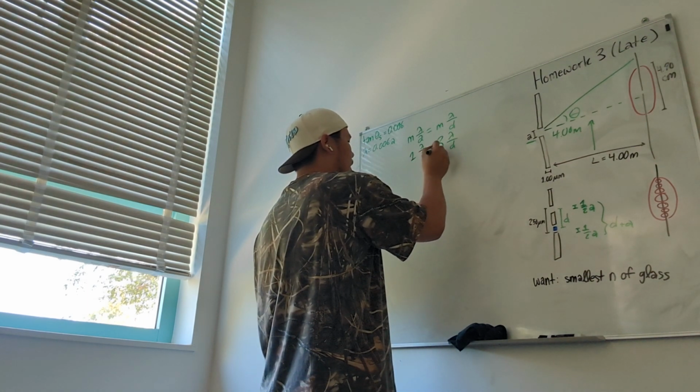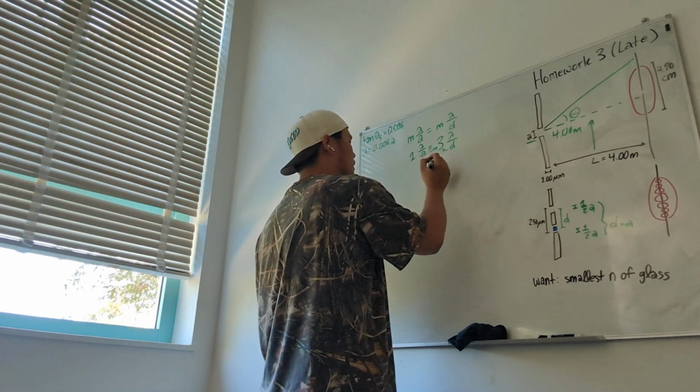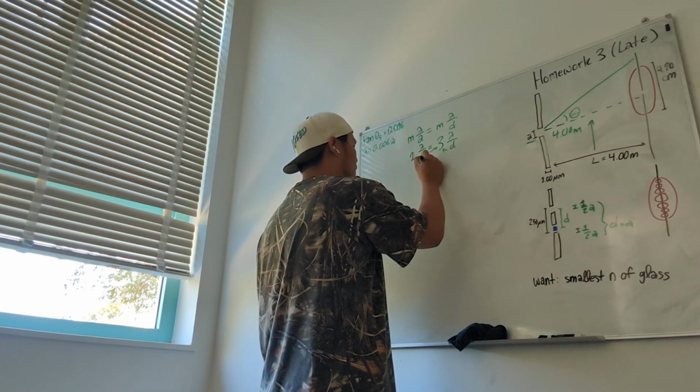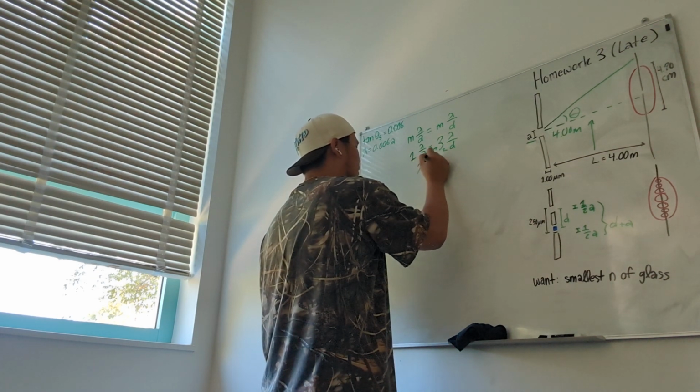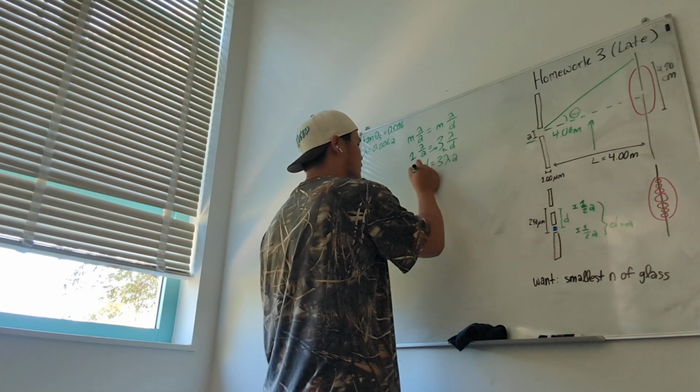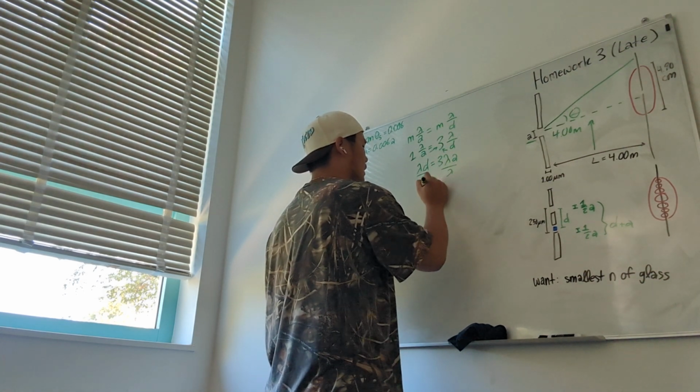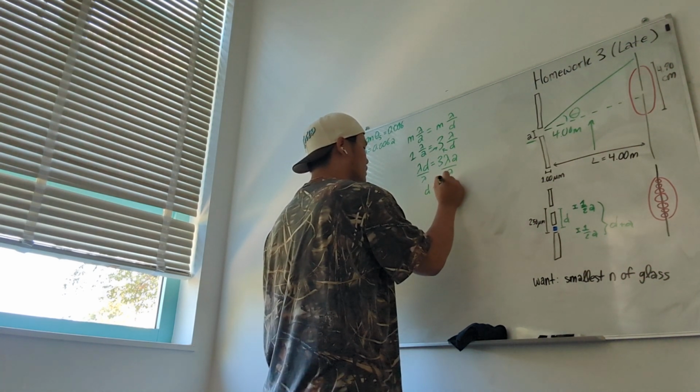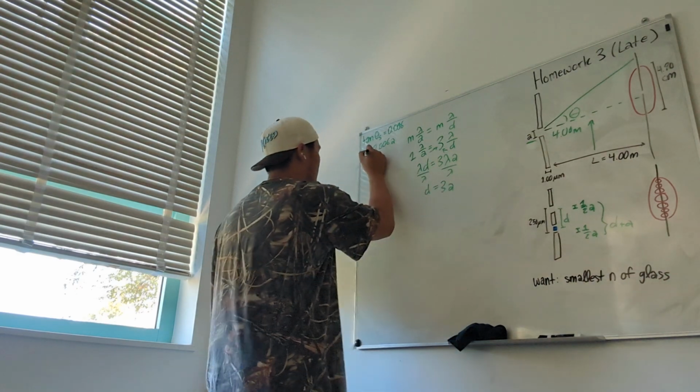Let's multiply out A to this side, D to this side, so that we have nothing on the denominator. So we're left with lambda D is equal to 3 lambda A. Divide both sides by lambda to get D equals 3A. We have some kind of ratio here.